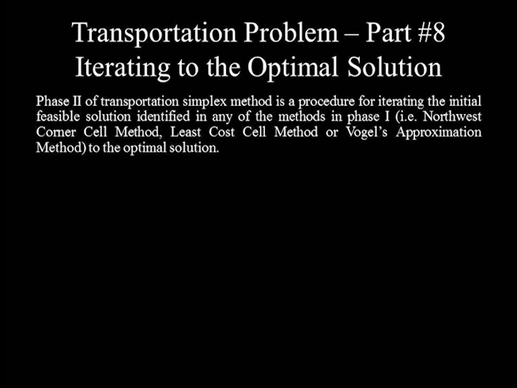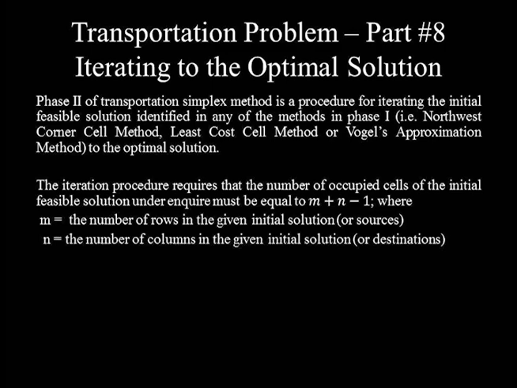Phase 2 of the transportation simplex method is a procedure for iterating the initial feasible solution identified in any of the methods in phase 1, that's northwest corner cell method, least cost cell method, or Vogel's approximation method, to the optimal solution. The iteration procedure requires that the number of occupied cells of the initial feasible solution under inquiry must be equal to m plus n minus 1, where m is the number of rows in a given initial feasible solution or the number of sources, and n is the number of destinations or the number of columns.